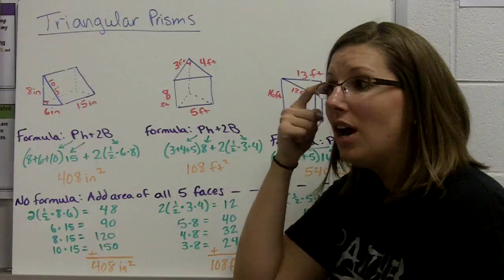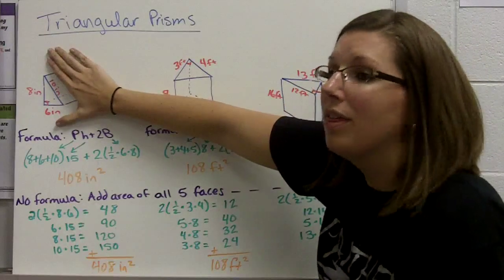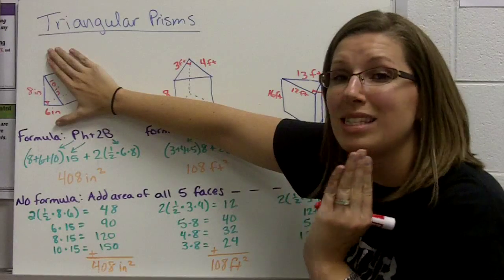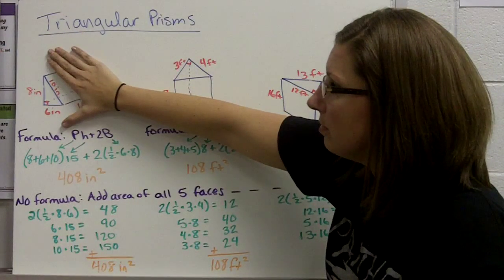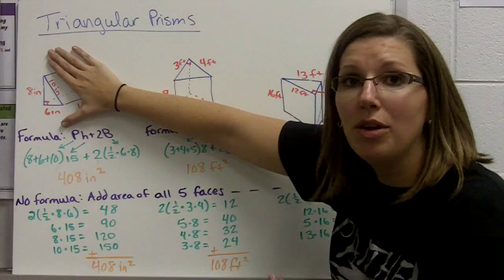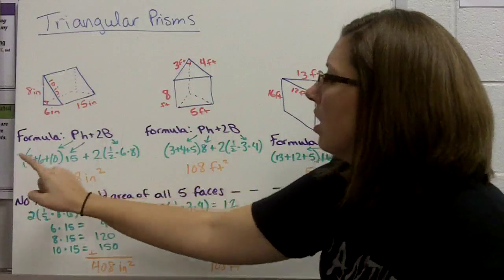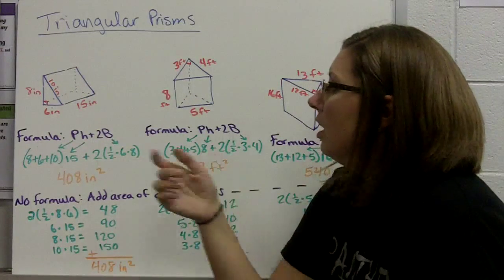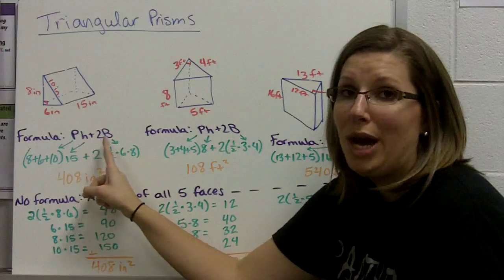So you have to think to yourself, oh my goodness, I'm dealing with triangular prisms. So I'm dealing with the triangle first. That's the base. Not this rectangle down here, but the triangle. Sometimes I just cover up the rest of the picture because I want to focus on the base, the triangle. Take our formula, capital P times little h plus 2 times capital B.